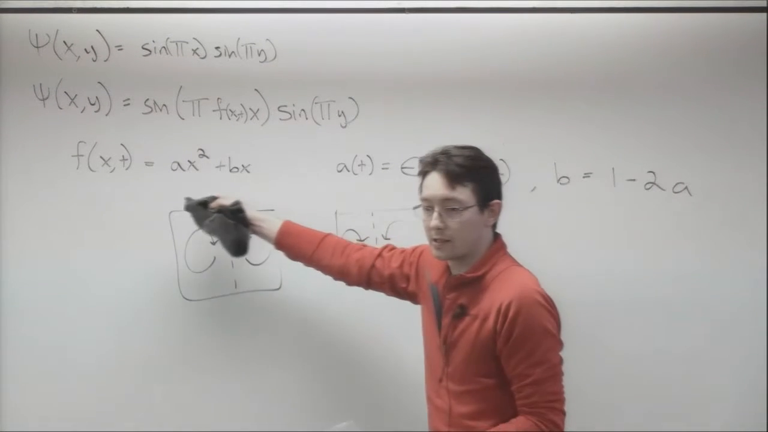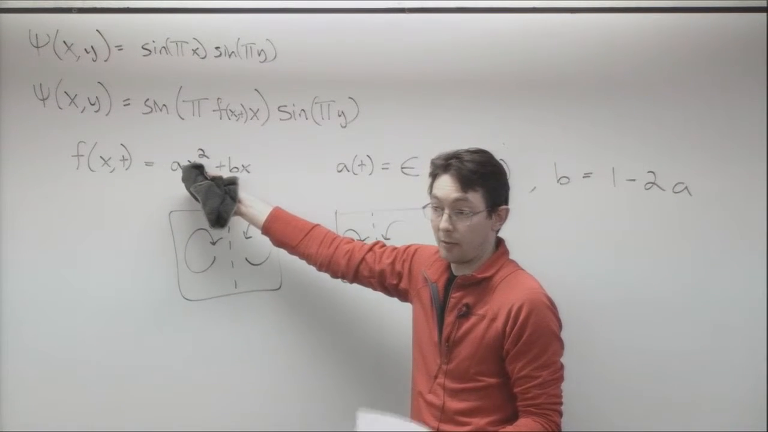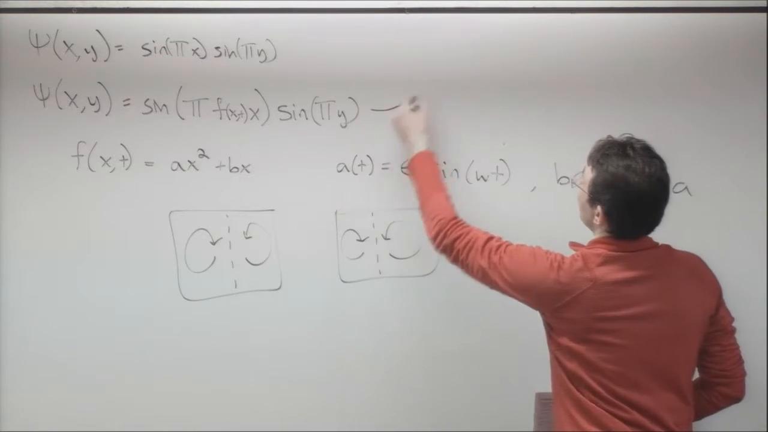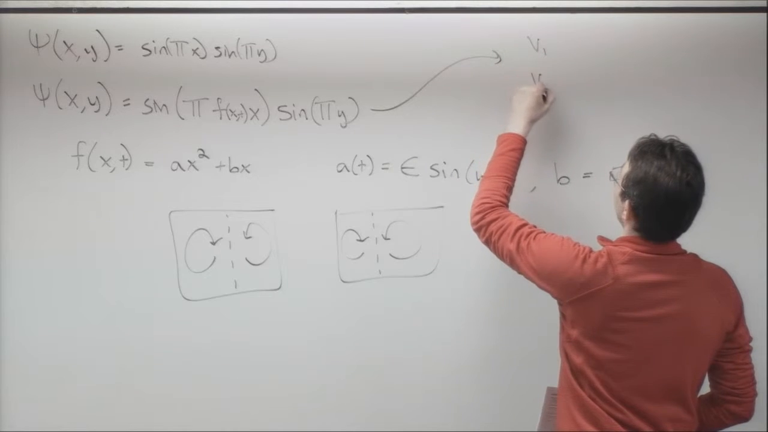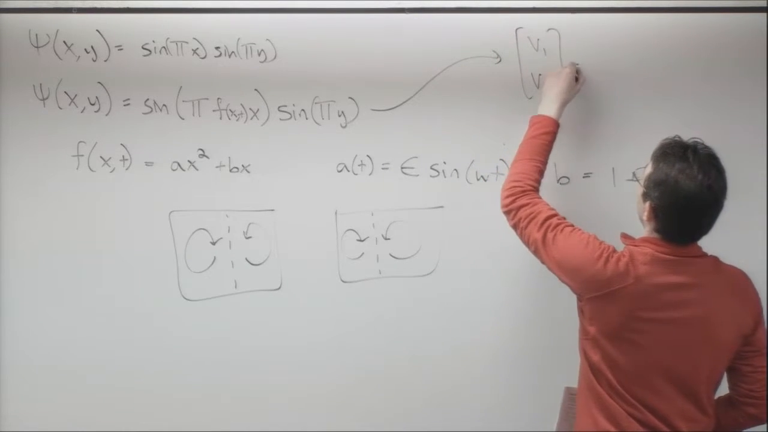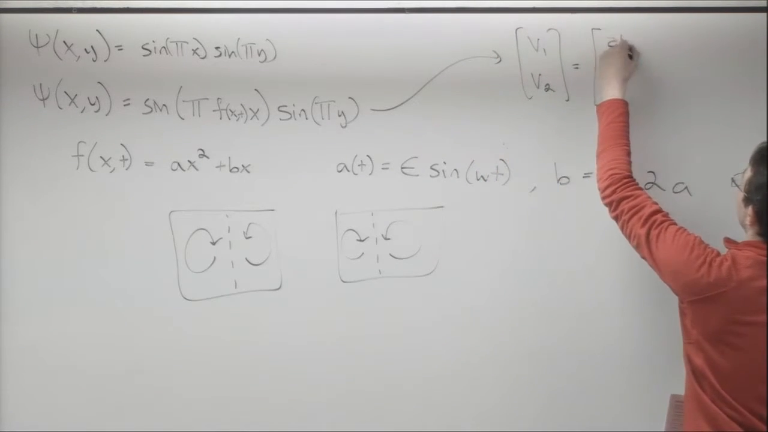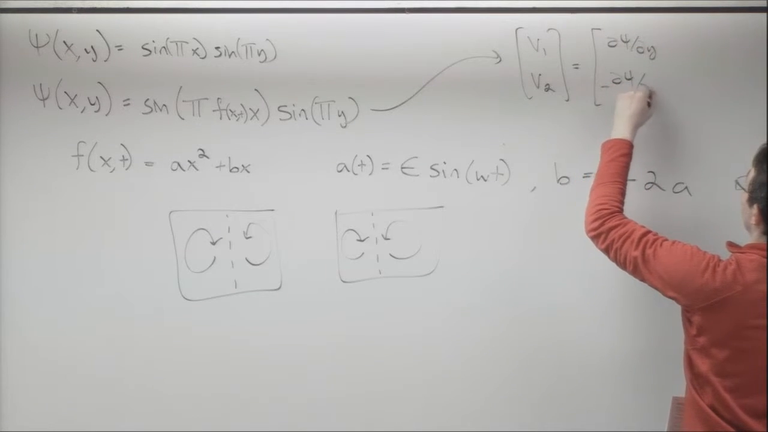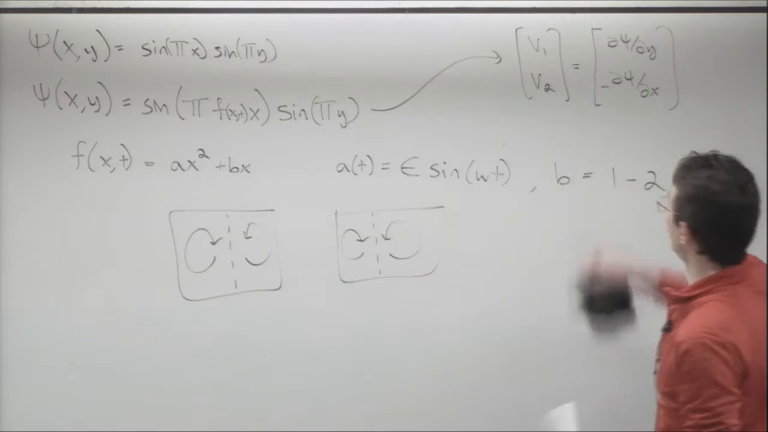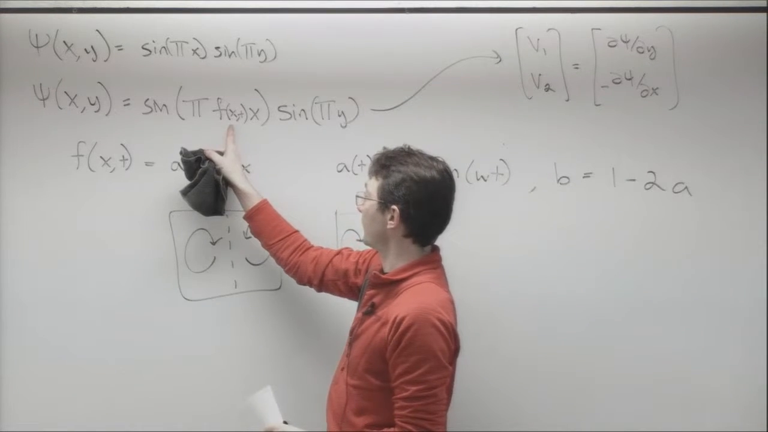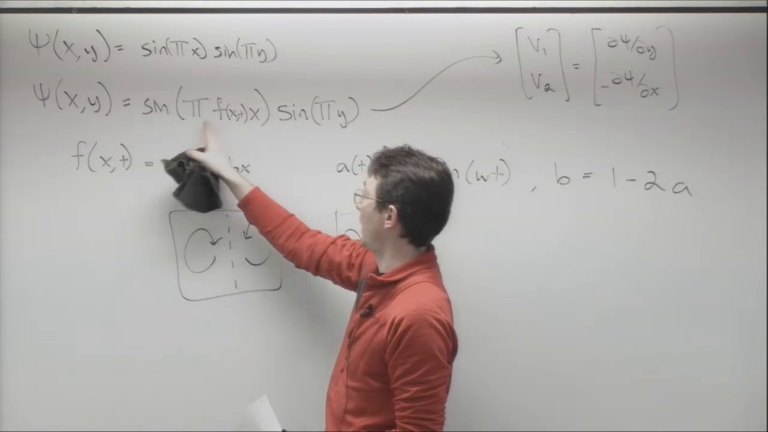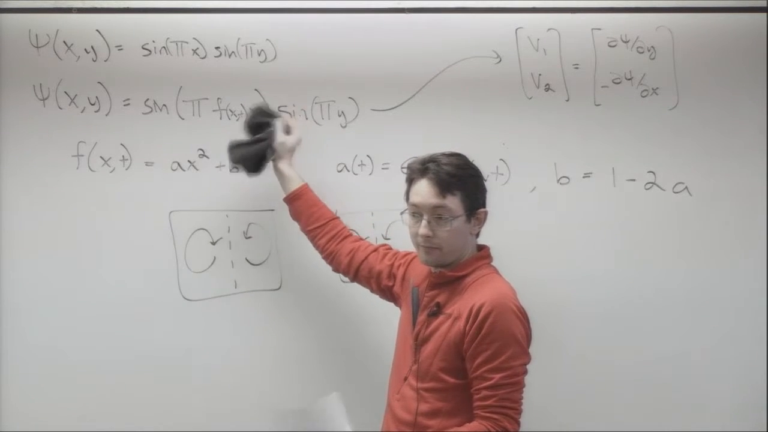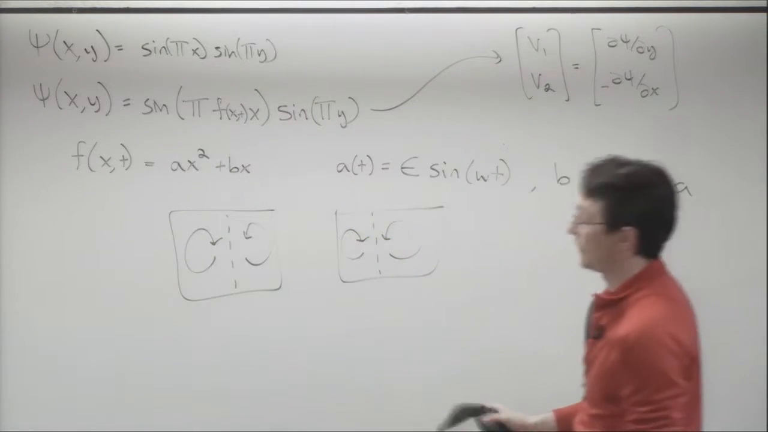Okay, I didn't come up with this. Some ocean engineers came up with this function that does what they want it to do. But you can still do the same thing. You can say that v1 and v2 equals, and I think it's partial psi partial y and minus partial psi partial x. And when you take partial with respect to this x, now you not only have a cos pi f of x times x, but you also have an f prime of x. Okay? That's basically all there is.